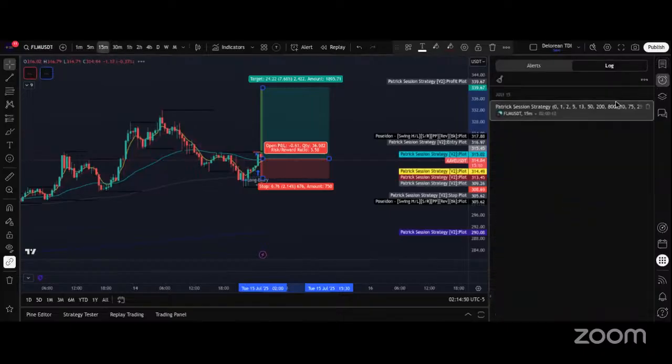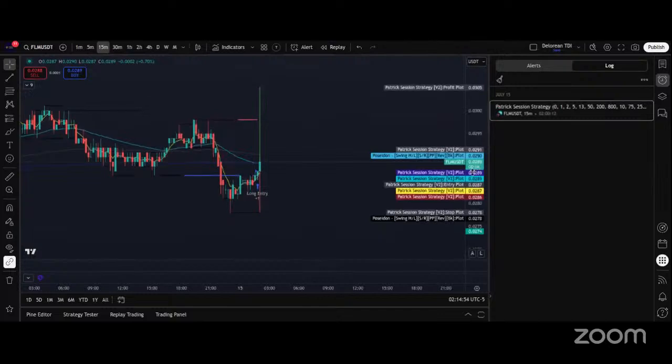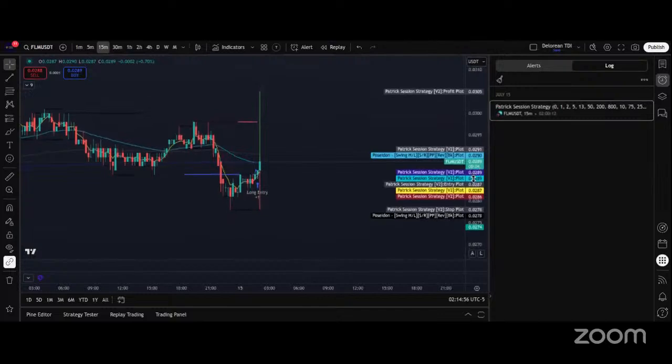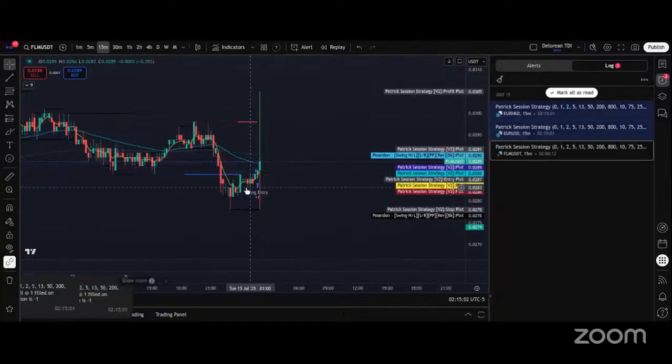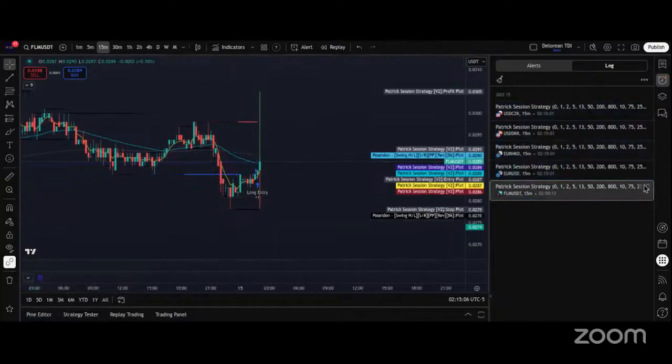We have one more, which is FLM USDT. We won't be taking this trade. Why? Because we have gray on the top, blue in the middle, and aqua on the bottom. That is consolidation, so we don't want to take that particular trade.